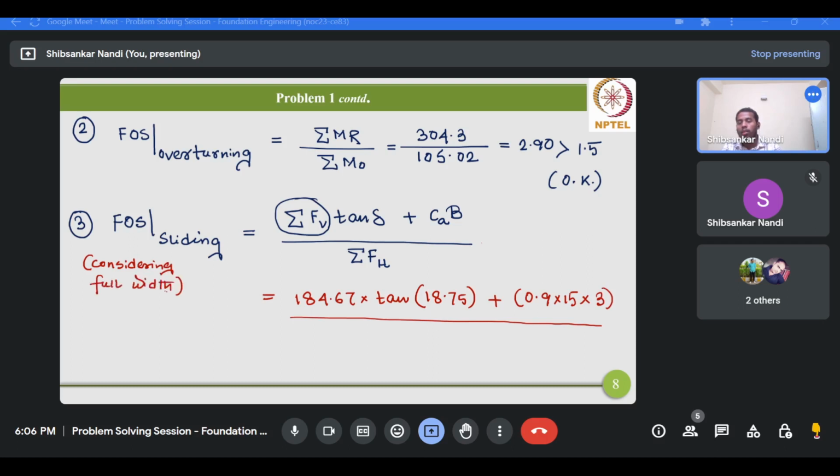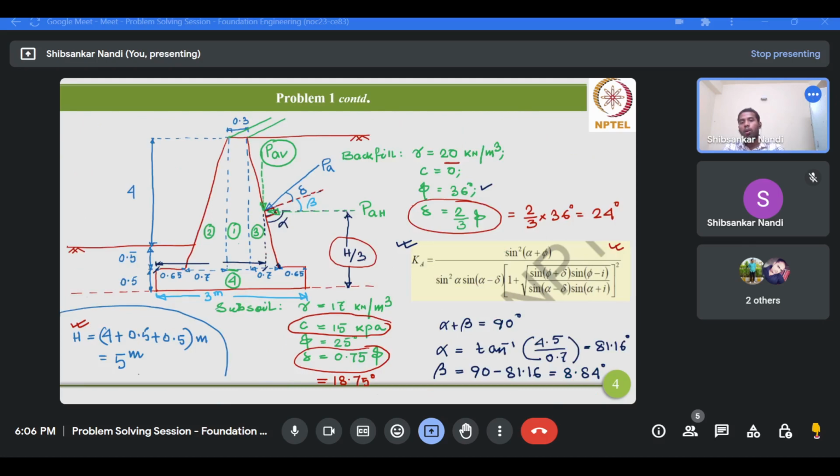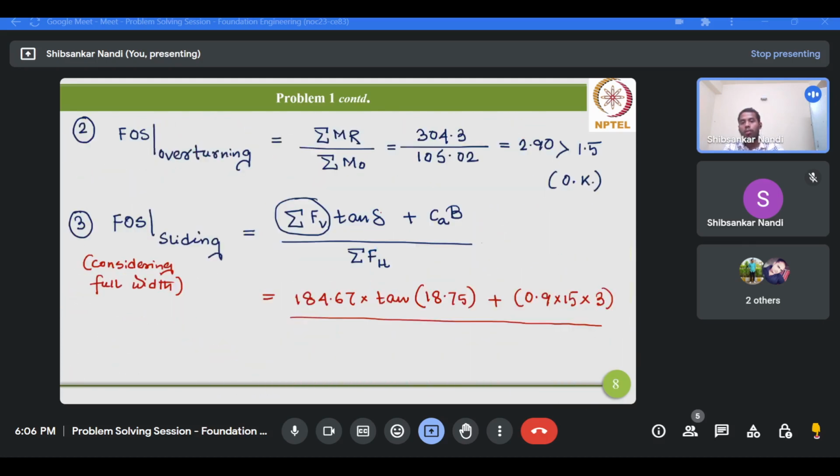So due to eccentricity, there is a concept of modified width that you can also utilize there. However, here we are basically considering the full width. Full width means 3. And what are the total horizontal forces in this system? This is nothing but the horizontal component of this PA. So that means 63.01.